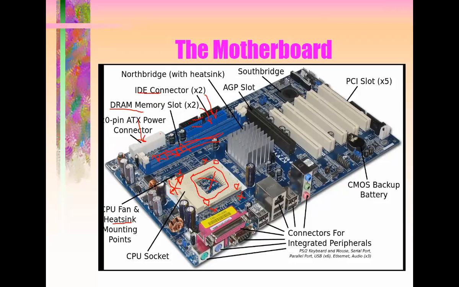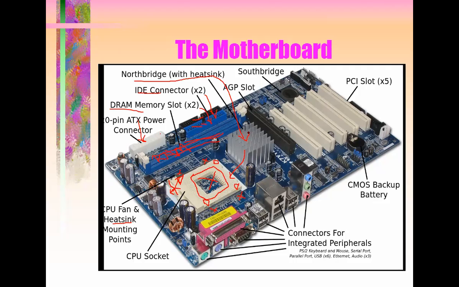So you might have two hard drives, or you might have a CD-ROM and a hard drive. So these are the points where they are connected. Then there's what is called the NOT bridge, which also has a heatsink. The NOT bridge gives a direct connection to the CPU for faster components like the graphics cards. So this NOT bridge is directly connected to the CPU.